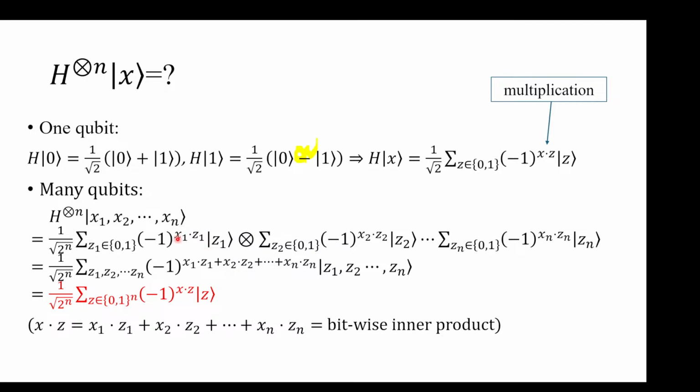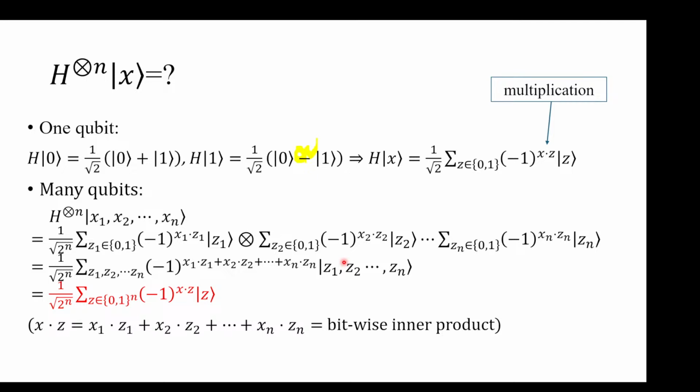You have (-1)^(x1·z1), and (-1)^(x2·z2), all the way to (-1)^(xn·zn). And we know when you multiply two exponentials, you just add the exponents together. So all the -1 factors together give (-1)^(x1·z1 + x2·z2 + ... + xn·zn). And then you're left with the actual quantum state part. It's just a tensor product of all those states, so it's the tensor product of |z1>, |z2>, all the way to |zn>.